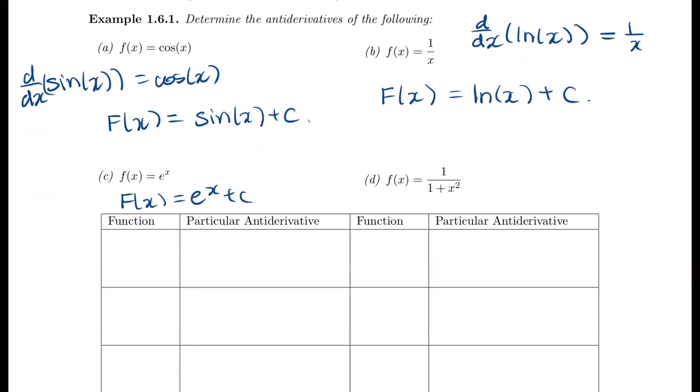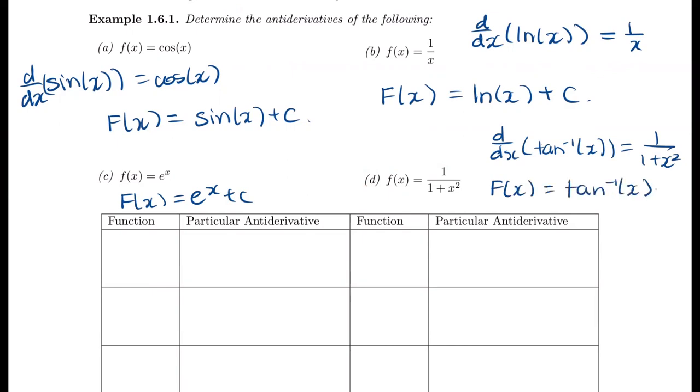Now, this one is one of the trigonometric functions that we had a look at earlier. Remember that d over dx of tan inverse of x is equal to 1 divided by 1 plus x squared. So that is going to be our antiderivative. So F of x is tan inverse of x plus c.